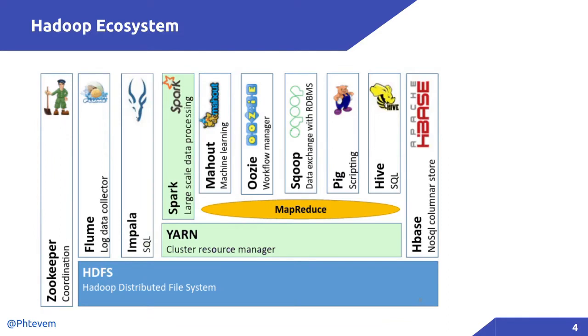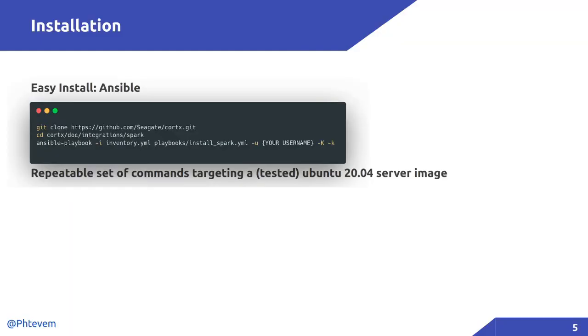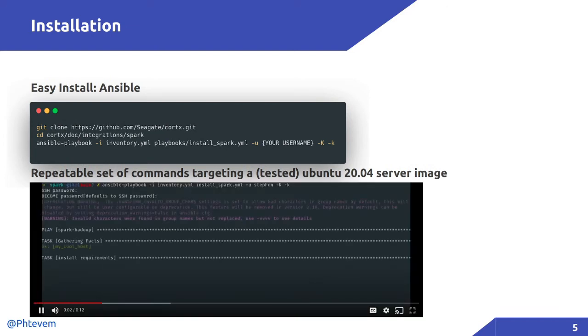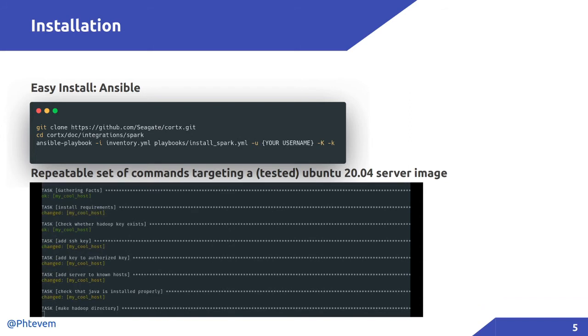So taking a step back, Spark is normally considered to be part of a set of big data tools that fall under the Hadoop ecosystem. To oversimplify, one of the parts that Spark normally uses is the Hadoop distributed file system for big data storage, which for this integration will be replaced with CORTX using their S3 compatible API to try and get a native integration. I've set up an Ansible playbook which will run a repeatable set of commands to make it as easy as possible to try out this integration.